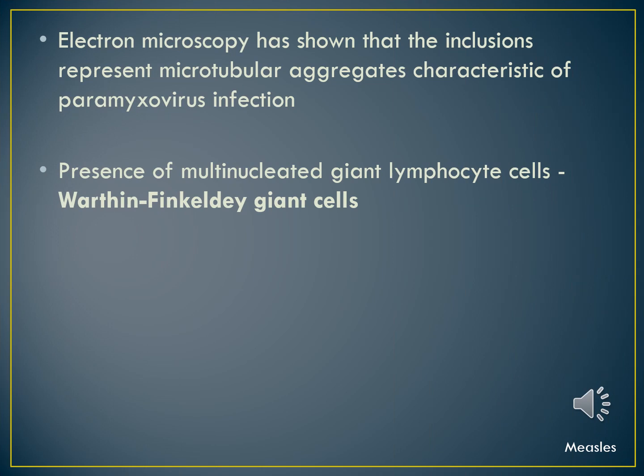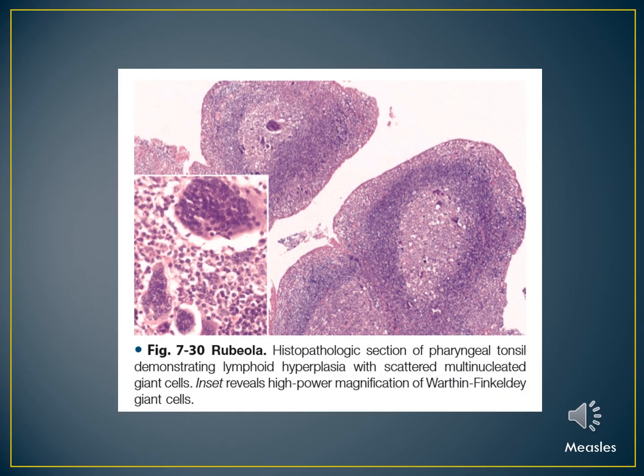Electron microscopy has shown that the inclusions represent microtubular aggregates characteristic of paramyxovirus infection. As the spot ages, the epithelium exhibits heavy neutrophilic exocytosis leading to microabscess formation, epithelial necrosis and ultimately ulceration. There are also multinucleated giant lymphocyte cells which have been given the term Warthin-Finkeldey giant cells. The area circled in the histological picture below shows the multinucleated giant cells, also known as Warthin-Finkeldey giant cells.